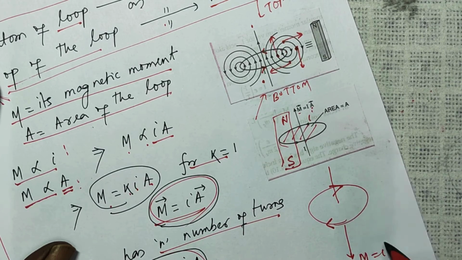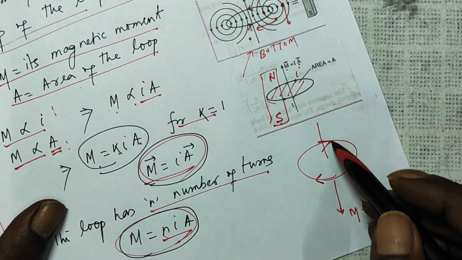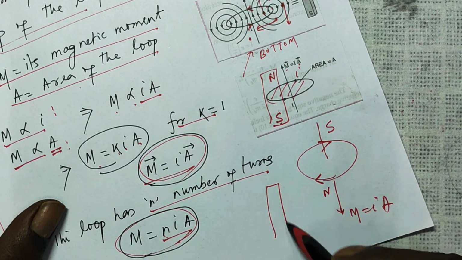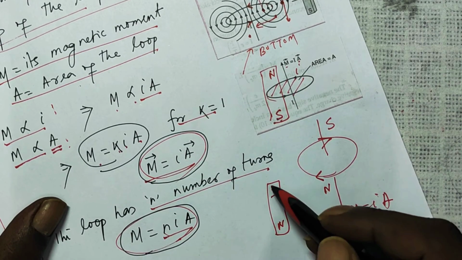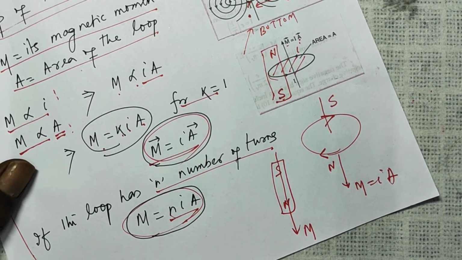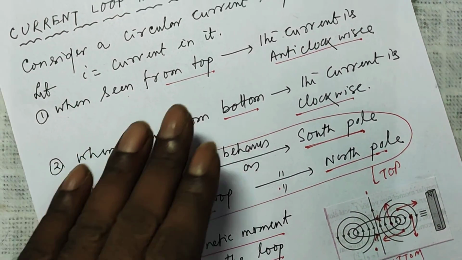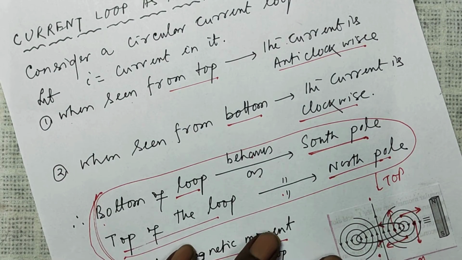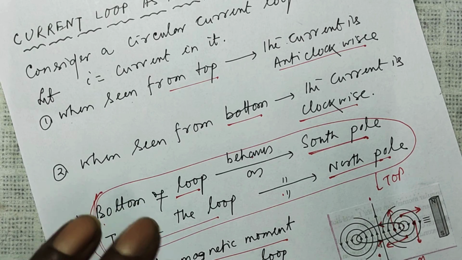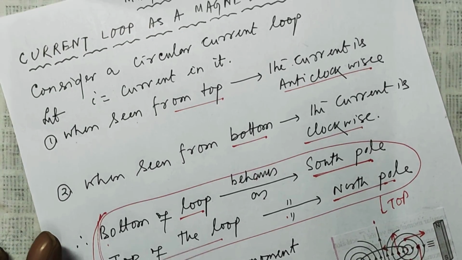M will be equal to I times A, because when seen from the top, if it is clockwise, the top will behave as south and the bottom will behave as north. Means it will behave as a magnet where this is south, this is north. So the magnetic moment is this way. Right. So that is all about it. You will not be asked this question, but for your fundamental understanding, you need to know the direction of the current. If it is anti-clockwise on one side, then that side behaves as the north pole. If it is clockwise on the other side, then that behaves as the south pole. That you have to remember.